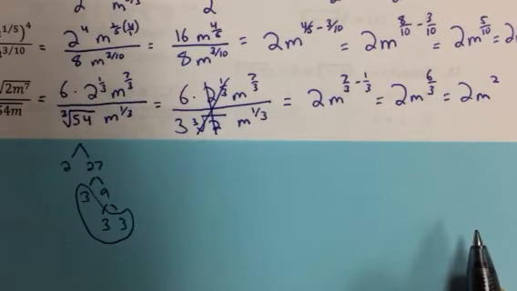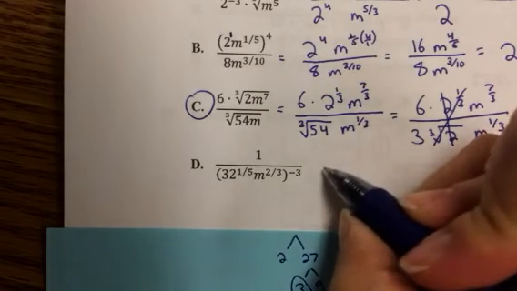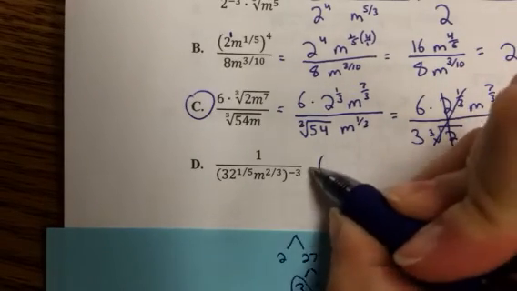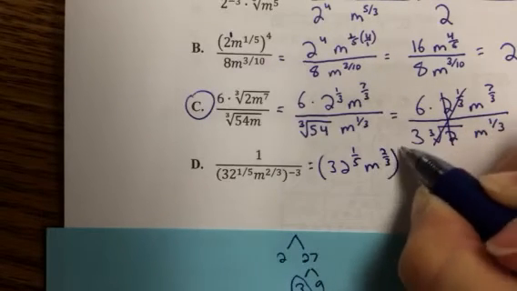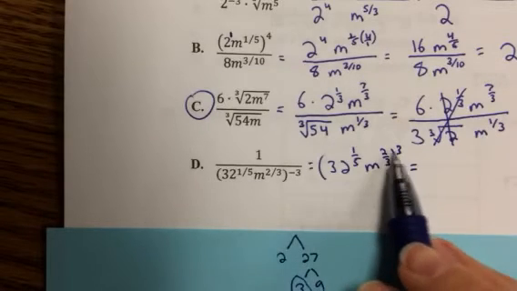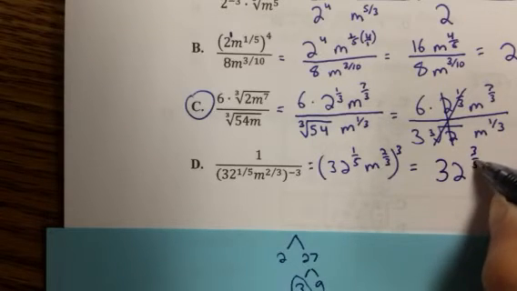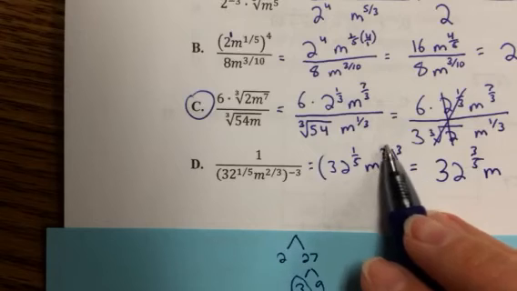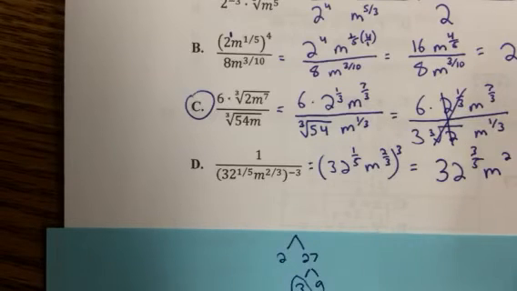You want to check D just to make sure, especially if you have time. D, if you do it out, will end up being all of this stuff moves to the top. So 32 to the 1/5 m to the 2/3 to the positive 3. And so let's go ahead and multiply that exponent in. So 32 to the 3/5 m to the 2/3 times 3, which is 6/3, which is 2.